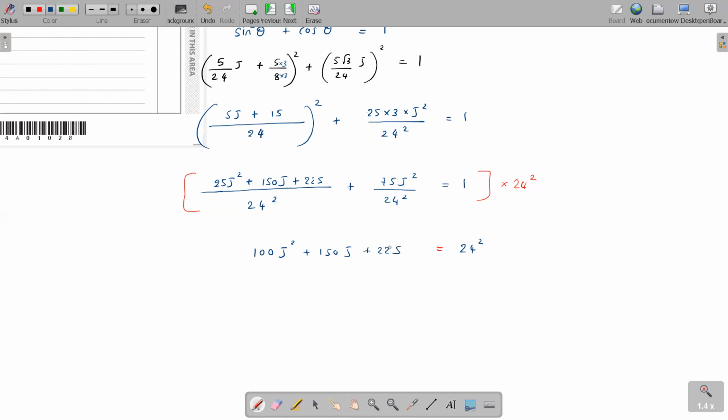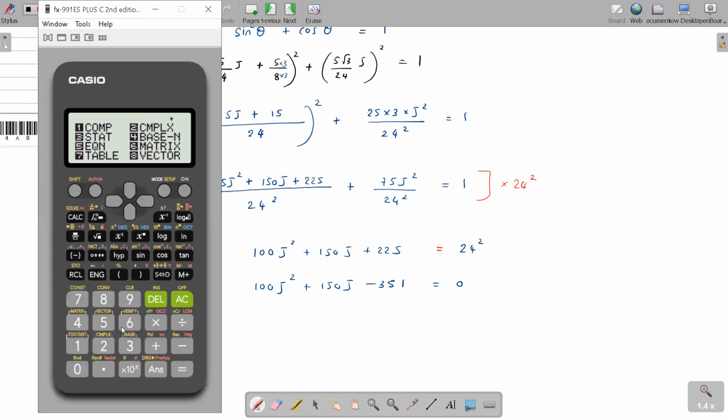Children, bring everything to one side, simplify. Can I know what's the answer? 225 minus 24 square, how much is it? Subtract the 24 square, how much is it? Minus 351. Okay, so now it's a quadratic. Take the calculator, simplify. ABC.